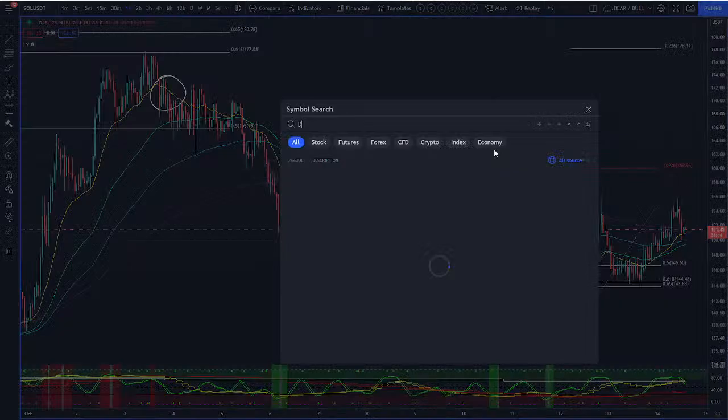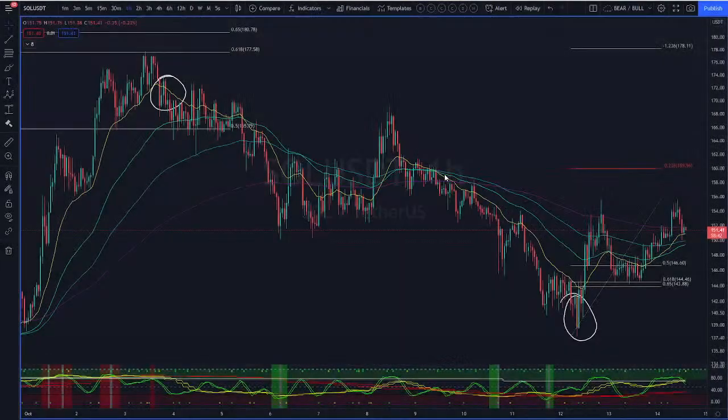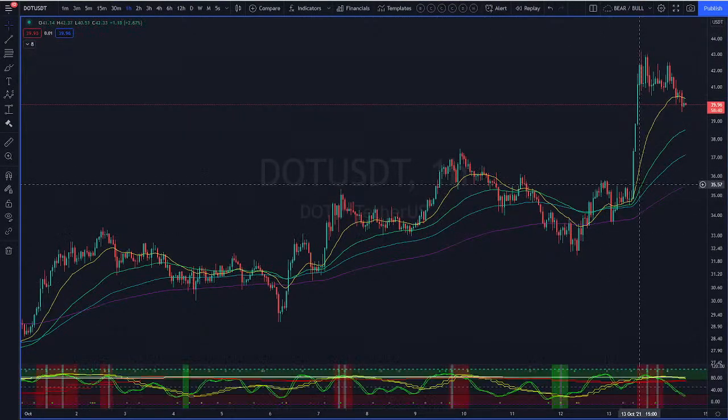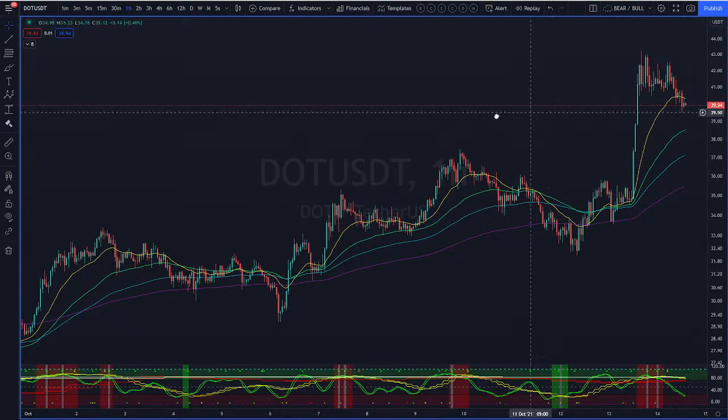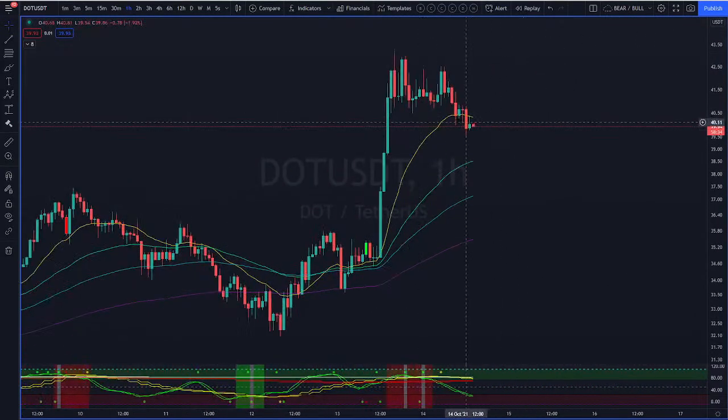Let's go ahead and move on to DOT. This one has gone on a little bit of a run here, right? So overnight we had a big run, and naturally we're seeing a little bit of a pullback. Something that I'll note here, one, we're under the 21 exponential. You have to recognize that we may go all the way down here to the 55 exponential. But fact of the matter is, the hourly has almost completely reset.